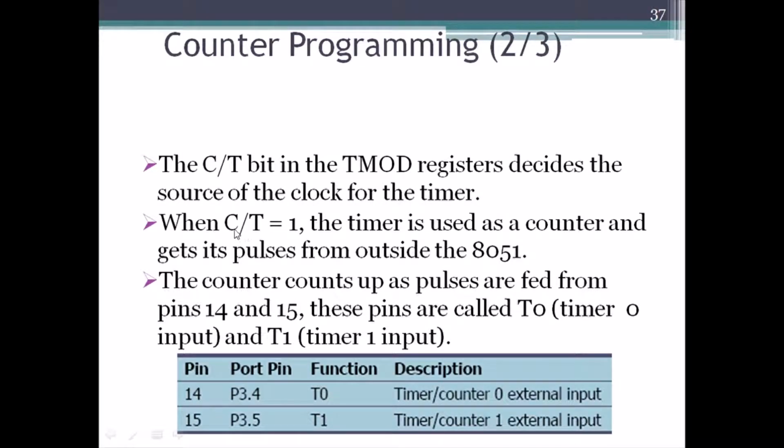The C or T bar bit in the TMOD register will tell whether the device is being used as a timer or as a counter. If the bit is 1, then it is used as a counter and it gets its pulses from outside. Through which pins? T0 gets its input pulses from port 3 pin 4, P3.4, and for T1 it is P3.5. So these two are the external inputs for timer 0 and timer 1, or counter 0 and counter 1.